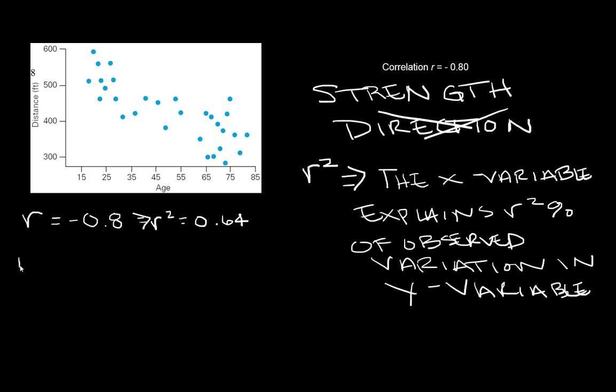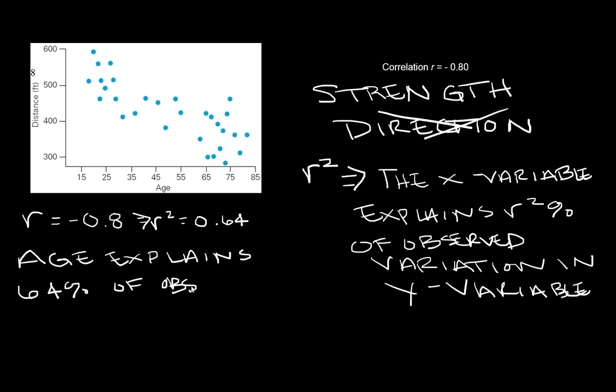So when I interpret this value, I'm going to say age, because that's my x variable, explains, and then I'm going to transition that R squared value that we just calculated into a percentage, so it would be 64% of observed variation in distance to read a highway sign, or in distance.